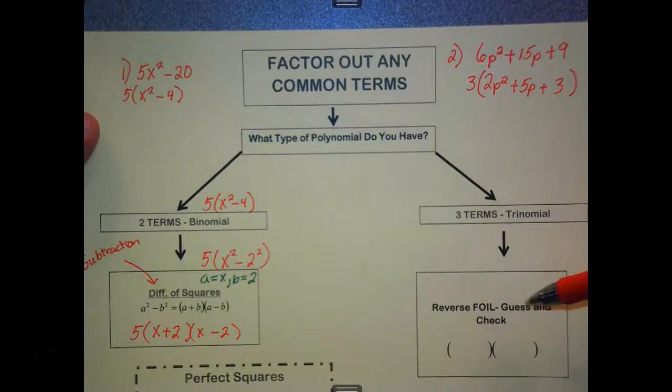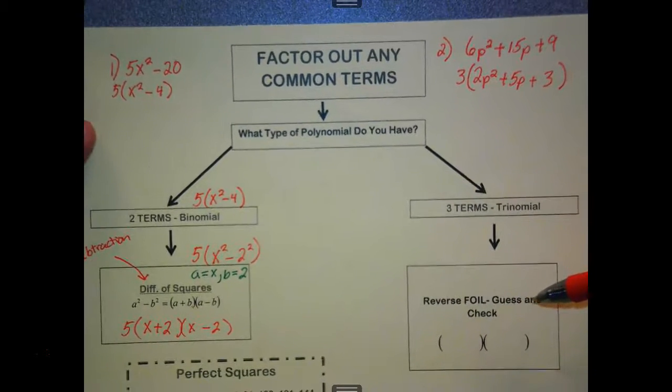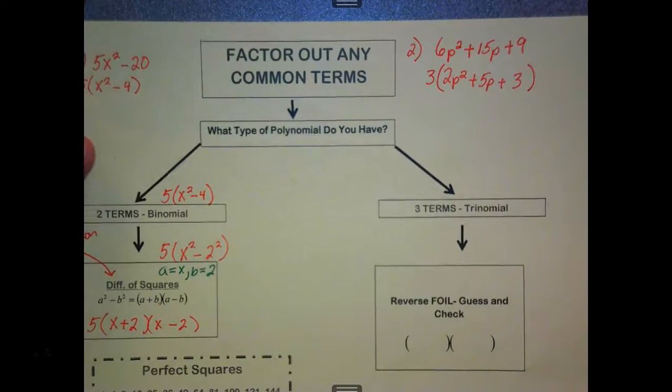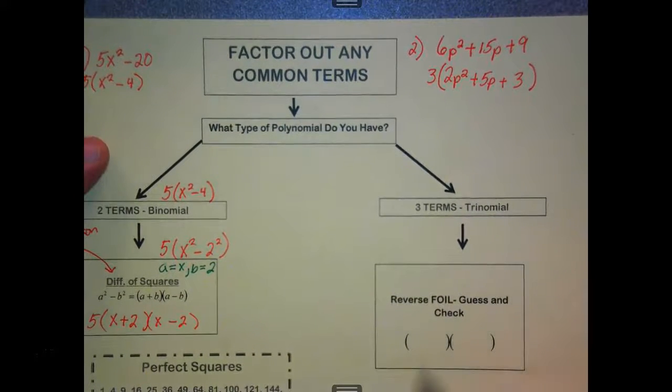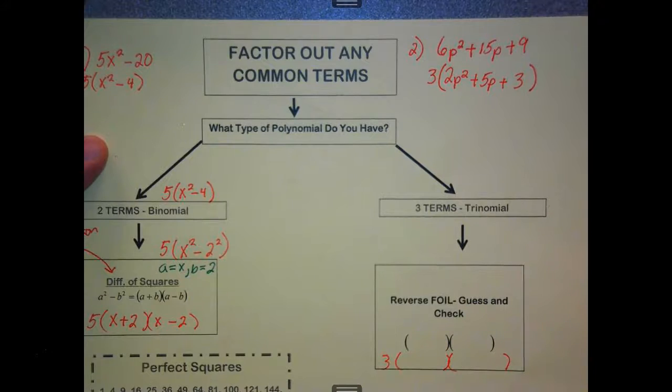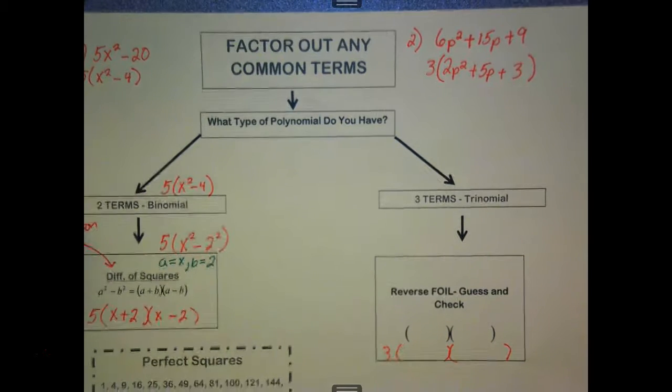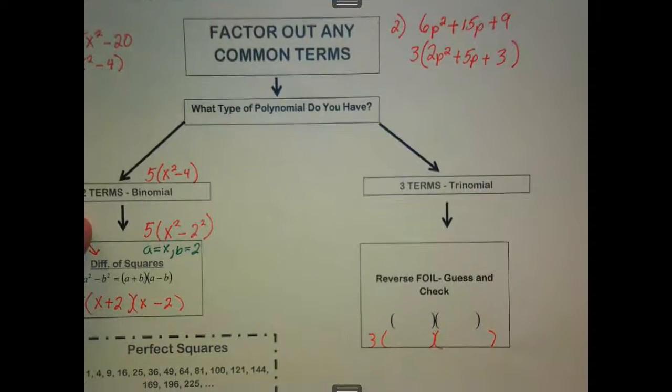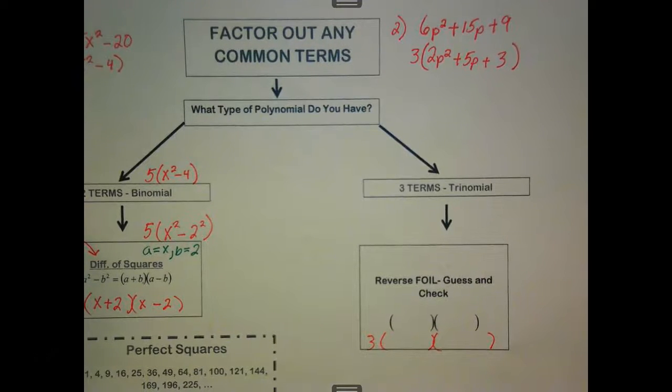So I have to do the reverse FOIL, the guess and check, the arches, whatever you want to call it. Okay. So don't forget to carry your 3 throughout. That's a multiple. It's actually our slope. All right, guess and check.